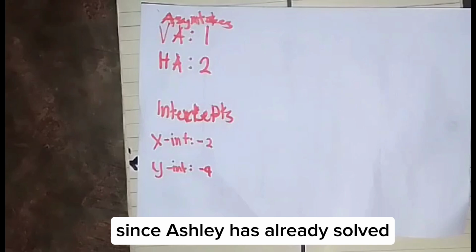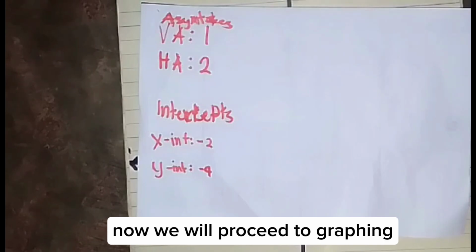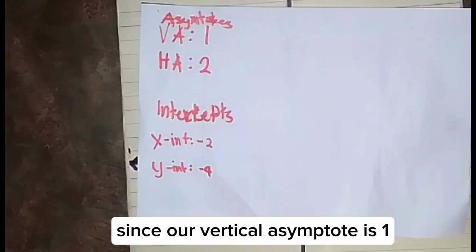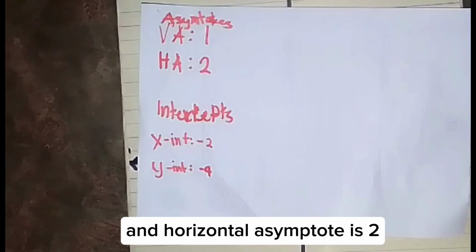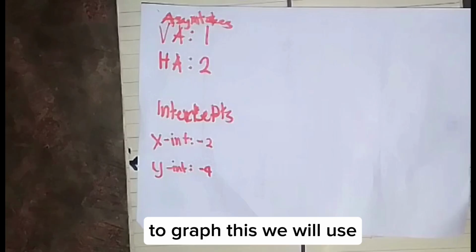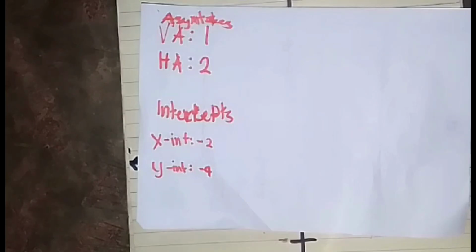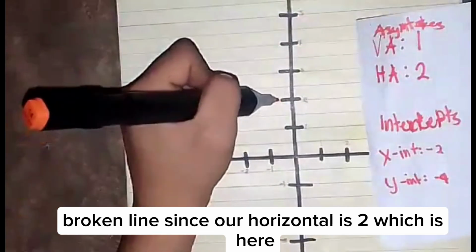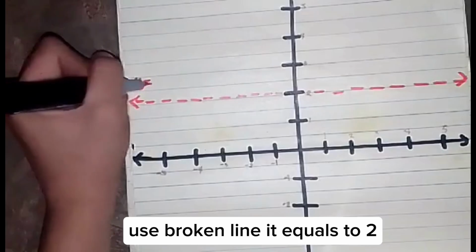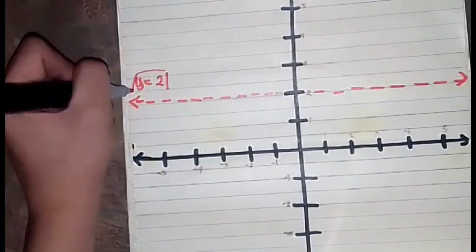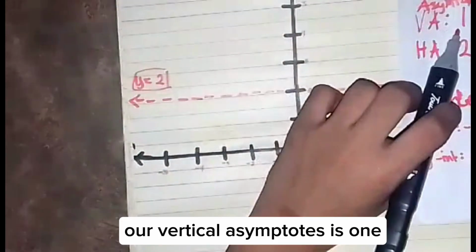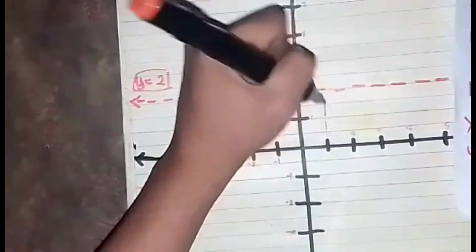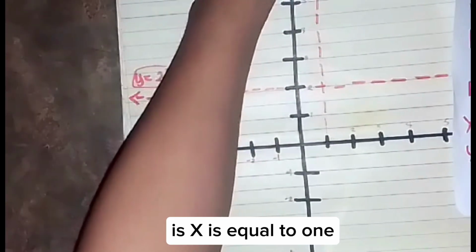Since we have already solved the asymptotes and intercepts, now we will proceed to graphing. Since our vertical asymptote is 1 and horizontal asymptote is 2, to graph this, we will use broken lines. Our horizontal asymptote is y equals 2, which is here, so we use a broken line. Now, our vertical asymptote is x equals 1.